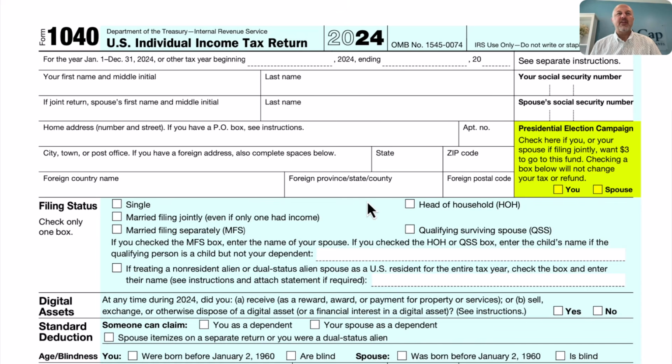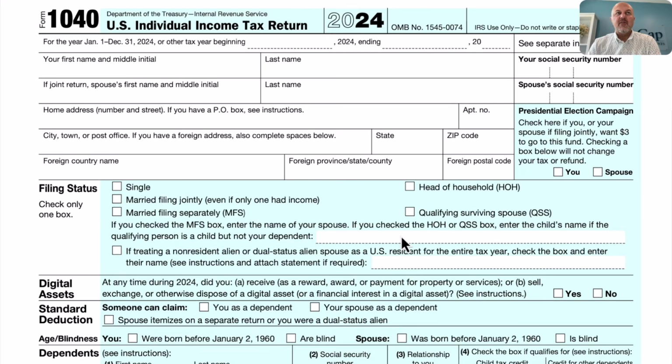So the presidential election campaign lets you direct $3 of federal money to help publicly finance presidential campaigns. Now, while it doesn't change your refund or your tax bill, what it does do is allocate $3 of government funds, which ultimately comes from taxpayers, to support the candidates who agree to spending limits. Over the years, fewer and fewer candidates are using this program, but by checking the box, it's a way to support publicly funded elections and reduce the influence of large private donations.